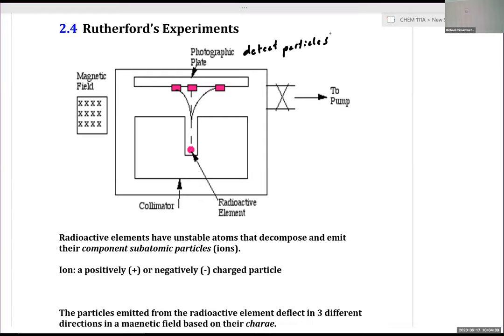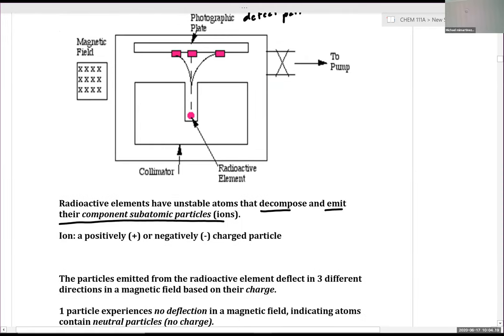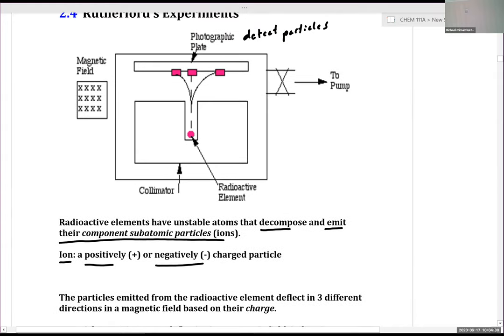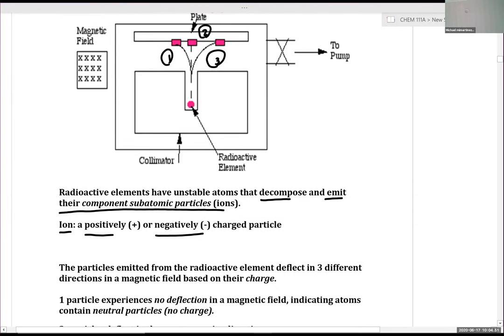Now, we've already established that radioactive elements will decompose and emit their component particles. These particles are, in many cases, charged ions, and they can have either a positive or negative charge. Now, as we can clearly see in this rough schematic, we observe 1, 2, 3 unique deflection patterns. This suggests, as the deflection of a particle in a magnetic field depends on the charge, that we have three particles, each with a different and unique charge. So let's look at each of our cases individually.